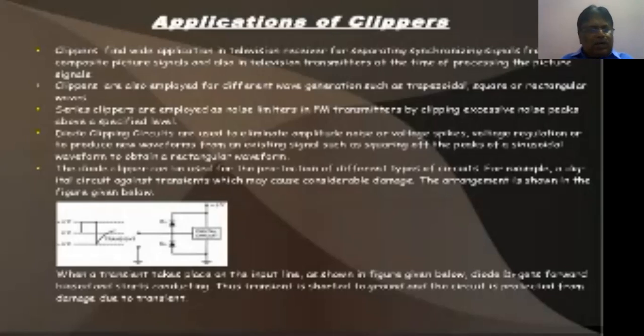For example, protecting a digital circuit against transients, which may cause considerable damage. The arrangement is shown in the figure in this diagram. So how to use clipper circuits for getting square waves? When a transient takes place in the input line as shown in the figure given below, diode D2 gets forward biased and starts conducting. The transient is shorted to ground and the circuit is protected from the damage due to the transient.